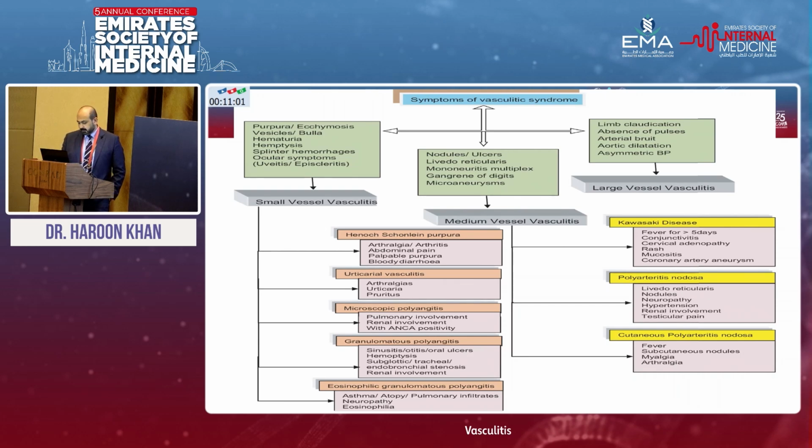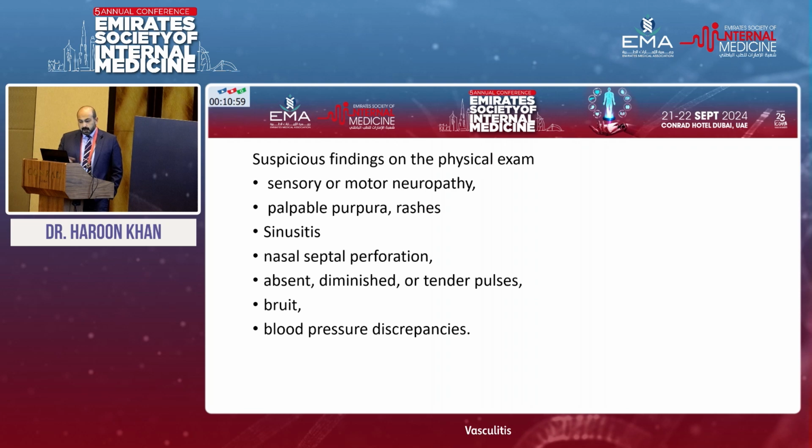And what are the suspicious findings on physical examination? As we spoke earlier, obviously, sensory or motor neuropathy. They'll have purpura, they'll have rashes, sinusitis in the ENT, nasal septal perforation, absent pulses, bruit. They can have blood pressure discrepancy. So when a patient with vasculitis comes in, you have to obviously examine them from head to toe, assess all the systems, including the nervous system and so on and so forth.